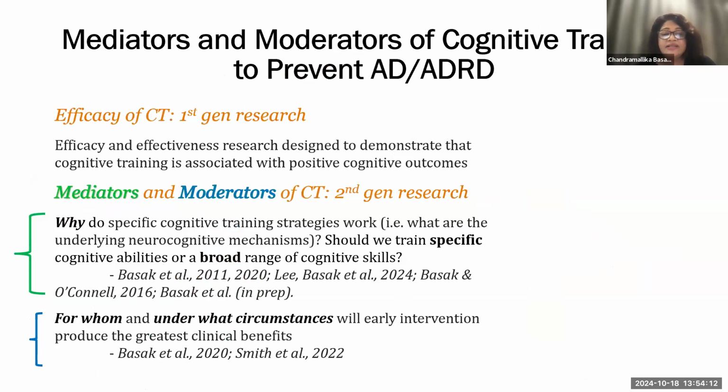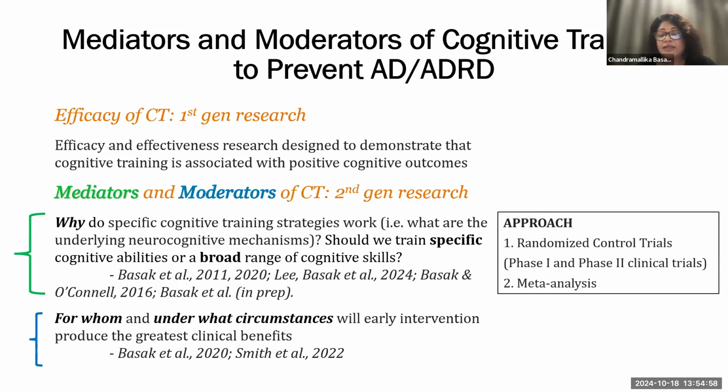Right. So the efficacy of cognitive training, as we know, is the first generation research and is much needed. The efficacy and effectiveness research is designed to demonstrate that cognitive training is associated with positive cognitive outcomes. But moving forward, that is the focus of the session today, we want to think about, why do specific cognitive training strategies work? That is, what are the underlying neurocognitive mechanisms? But we also want to think about, should we train specific cognitive abilities or a broad range of cognitive skills. And so that answers the question of mediators. In terms of moderators, we want to think about for whom and under what circumstances will early intervention produce the greatest clinical benefits.